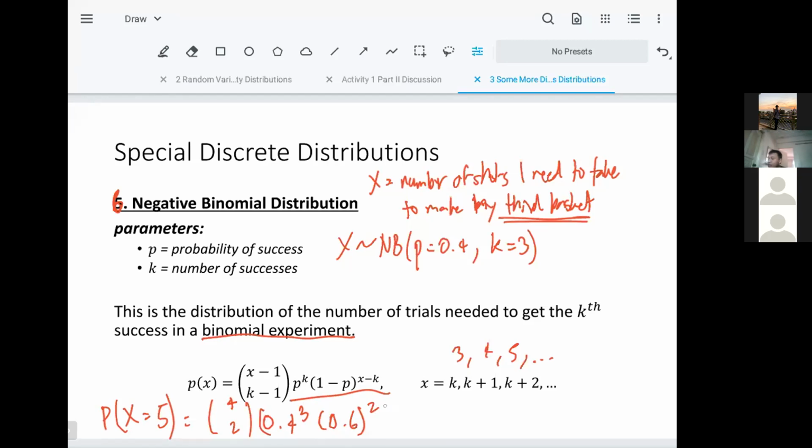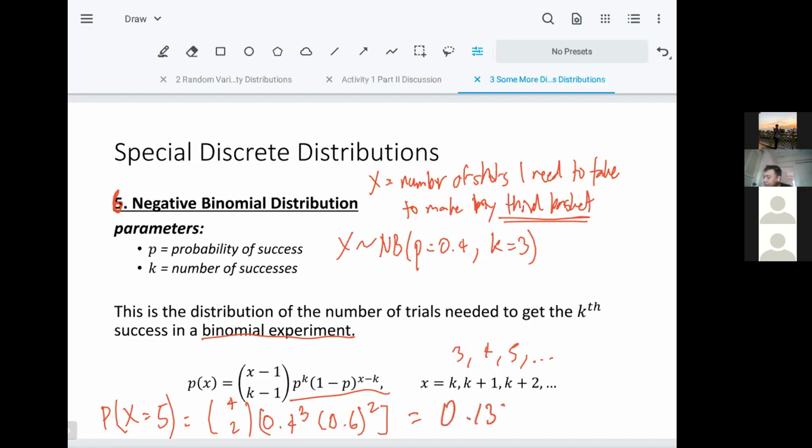So that's how it's structured. That's why I don't really memorize it, because I just get the gist. So what's the answer here? Please compute. It's 6 times 0.4 times 0.4 times 0.4. Compute it for those who have calculators. It's 0.1382, so a 13.82% chance that my fifth shot will be my third make. I'll be making my third basket on the fifth attempt.